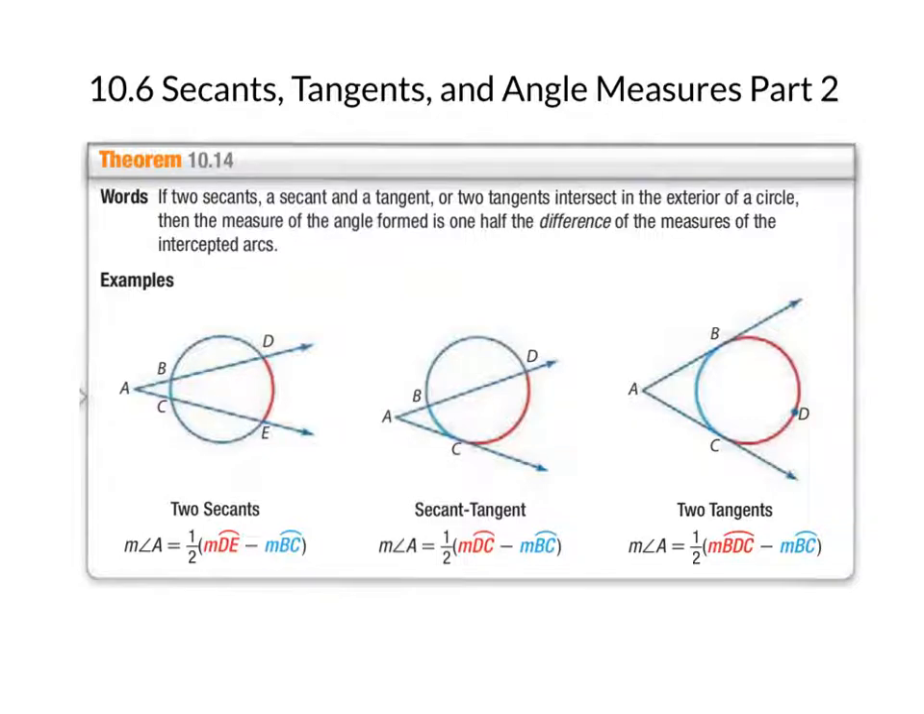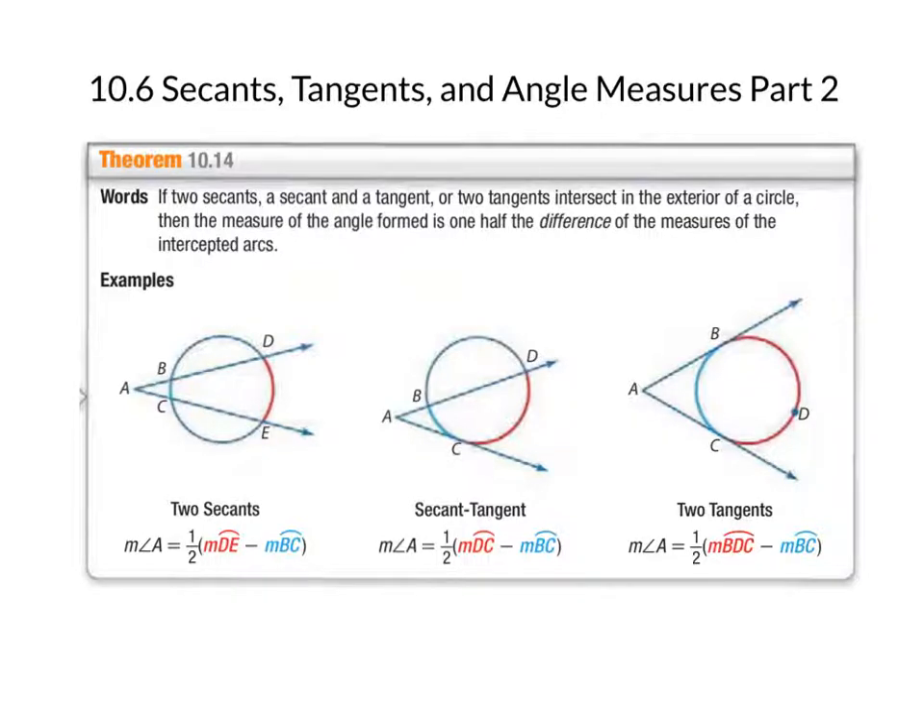So in this video, we're going to be doing 10.6, which is secants, tangents, and angle measures part 2. There's only one theorem for this video, and this is the one theorem. It does have 3 different examples, so it kind of looks a little complex, but it's really just the same theorem, just with different examples of it.